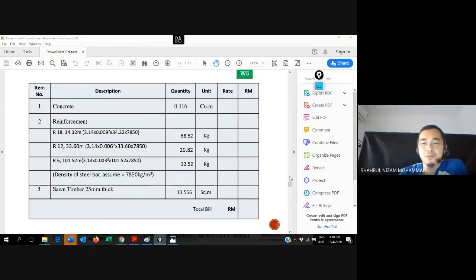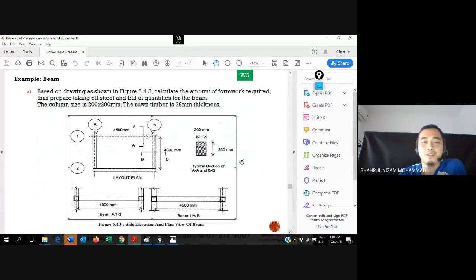Okay, so if no question, we proceed to the next example. Okay, so please read first before we do this example.